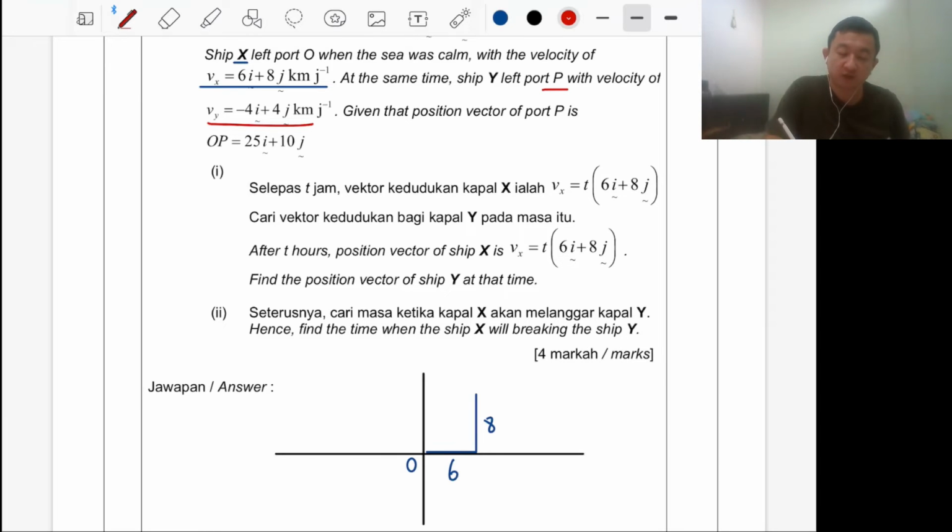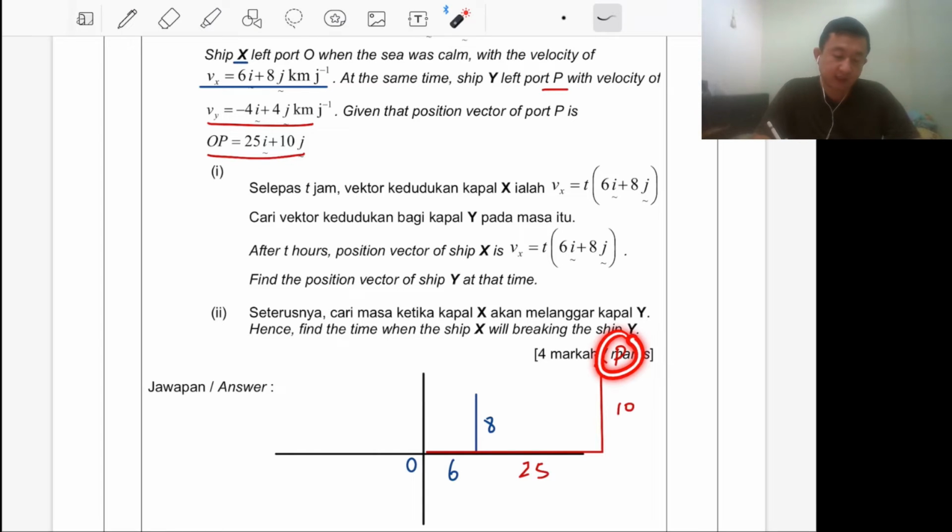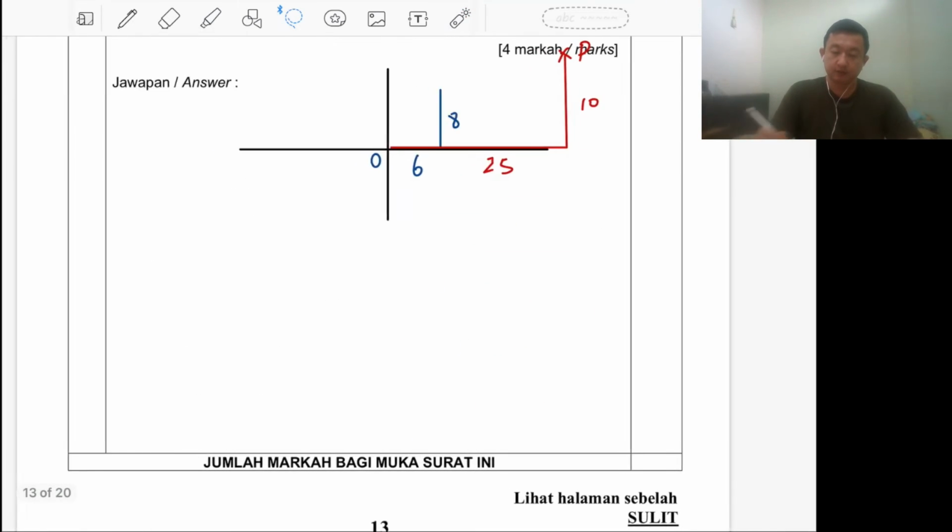Given the position vector of port P is OP. Okay, I have the position vector OP. OP is negative 25i, also further away, 25i and 10j. Probably here. 25i and 10j. So this is P. And then now ship Y leaving port P with negative 4i and 4j. Okay, got it. Let me bring it down here.